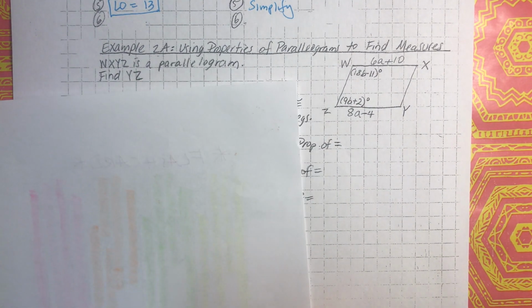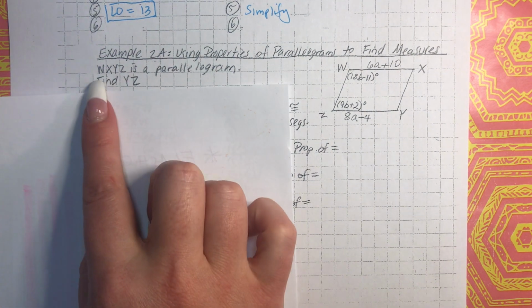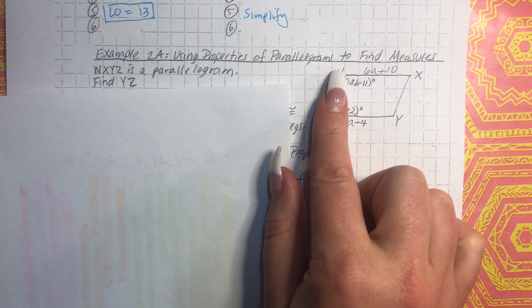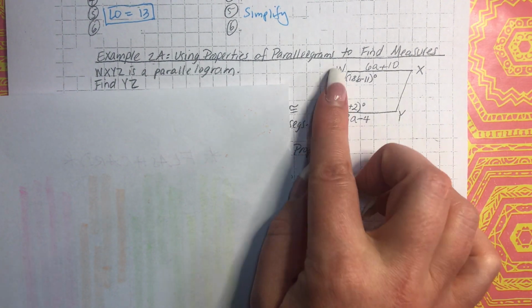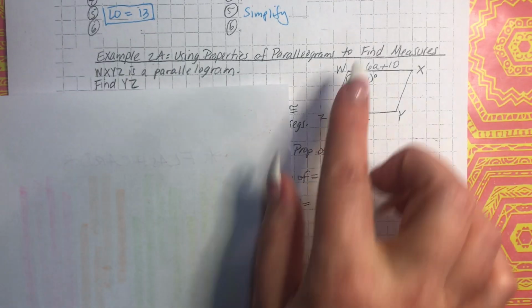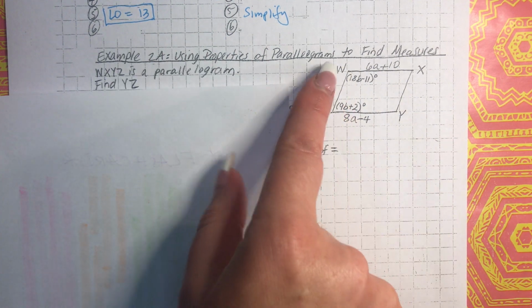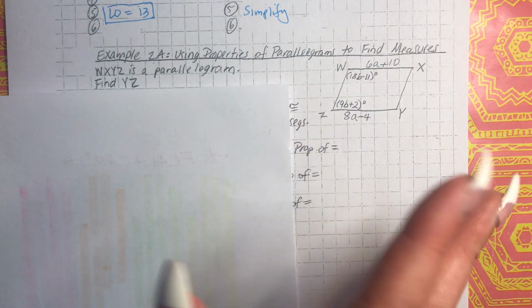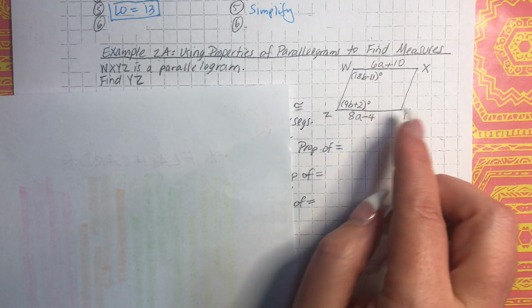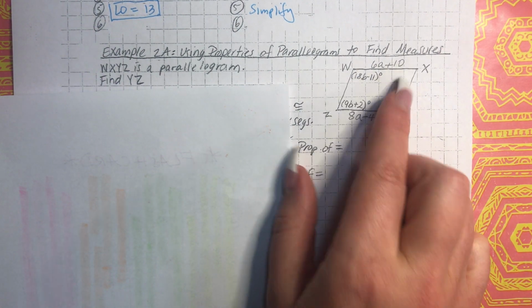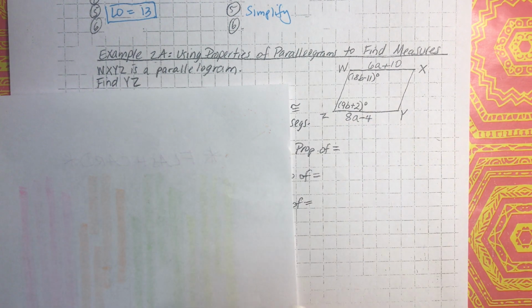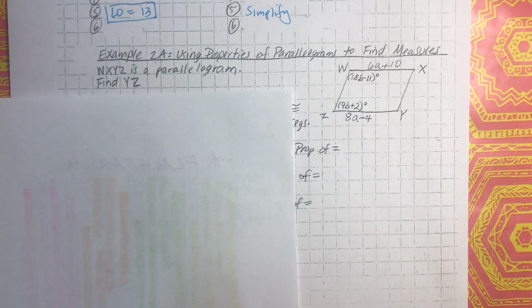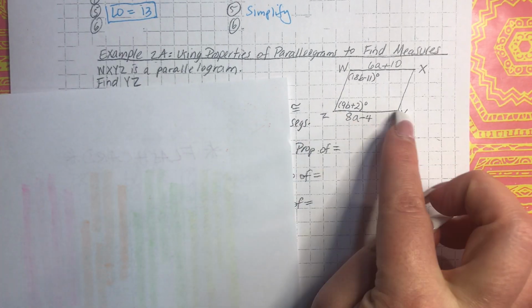Also know that when you write WXYZ, it's always in order. So WXYZ, you always go around the parallelogram, okay? It would never be like WXYZ out of order. It's going to go around. So you could say YZWX or XYZW, but it always has to go around, okay? So what we're asked to find is YZ, okay?